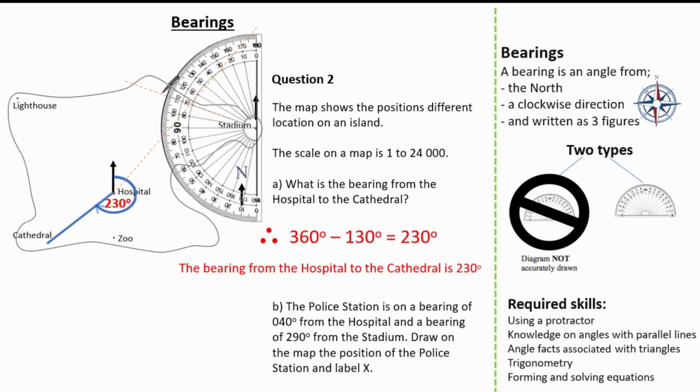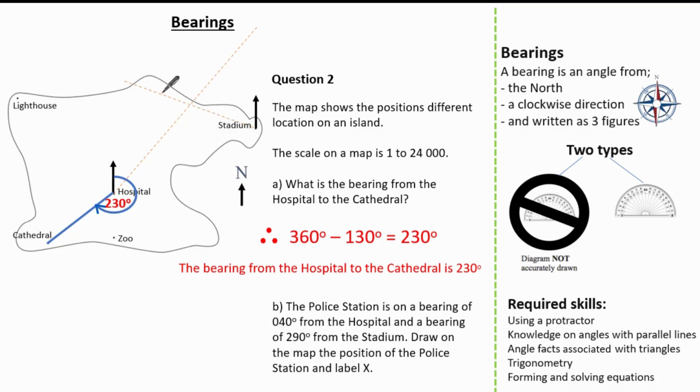Now, removing my protractor, you can see we have a point of interception. This point is on a bearing of 040 from our hospital and 290 degrees from our stadium. So therefore, the point of interception is the police station, as it satisfies both of our bearings.